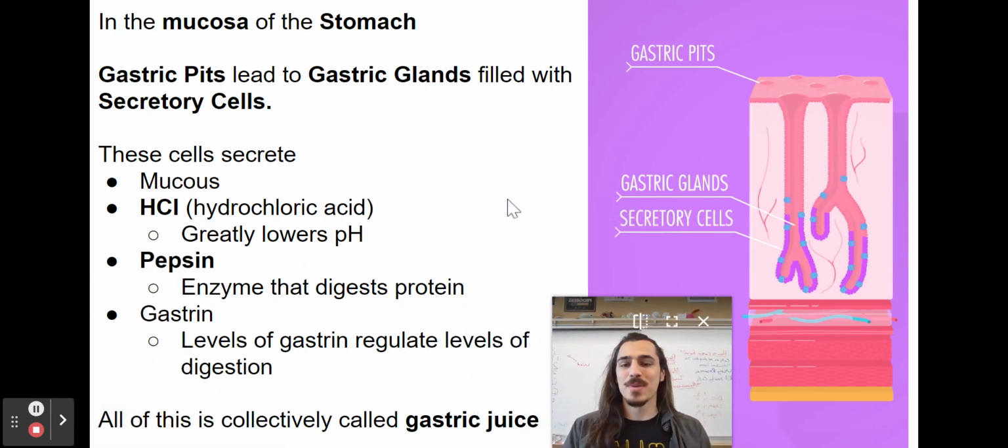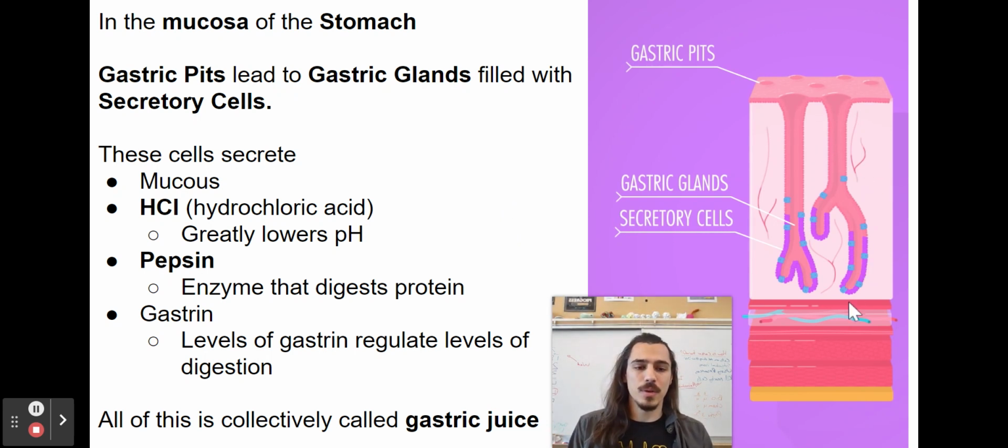There we go. The mucosa of the stomach. Again, remember we have mucosa and then submucosa and then muscularis externa and then serosa. When we look at the mucosa of the stomach, we see that the mucosa is very thick because obviously we're producing a lot of mucus so that we don't digest ourselves. But then we have these gastric pits, which are inner foldings of this epithelial mucosa, and they secrete gastric juice.